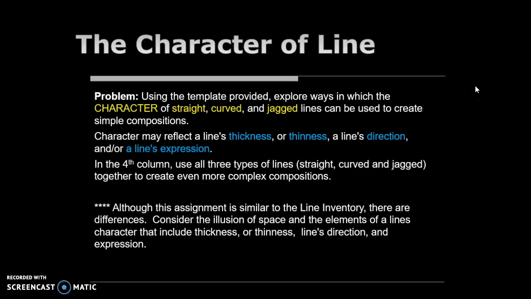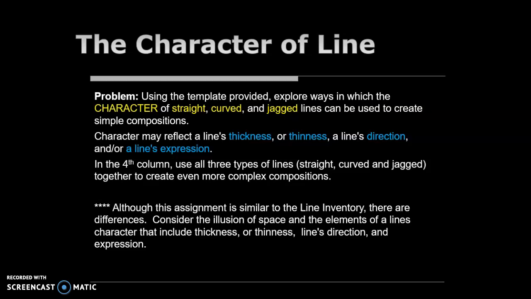All right, now here's your next assignment. You're going to be using a template just like we did before. Using the template, which is those gridded squares, explore ways in which the character of straight, curved, and jagged lines can be used to create simple compositions. Again, you're using your template. You'll need to print that out, and it's the one with the boxes. Character may reflect a line's thickness or thinness, a line's direction, and or a line's expression. In our previous assignment, what we did was we changed the line as we went down each row.